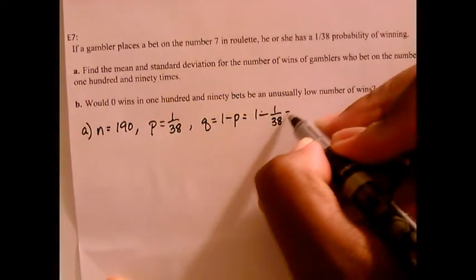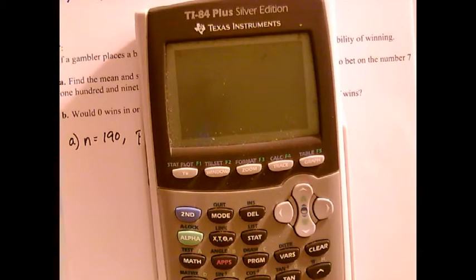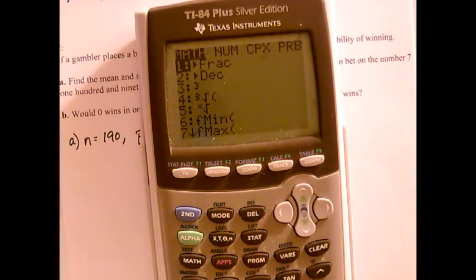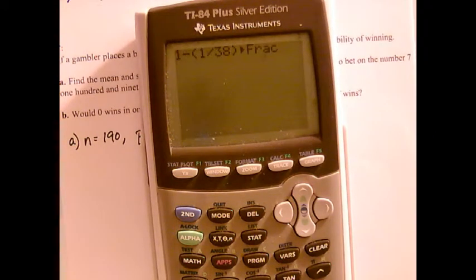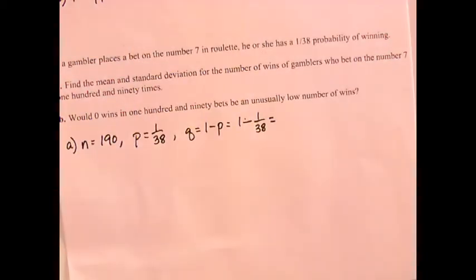Now I'll show you how to type this in to get the fraction part. So 1 minus, and then I'm going to put in parentheses 1 divided by 38, close your parentheses. Then you're going to press this math key, and then you're going to select number 1 for fraction, because you want to turn that answer into a fraction, which will be 37 over 38. So Q will be 37 over 38.